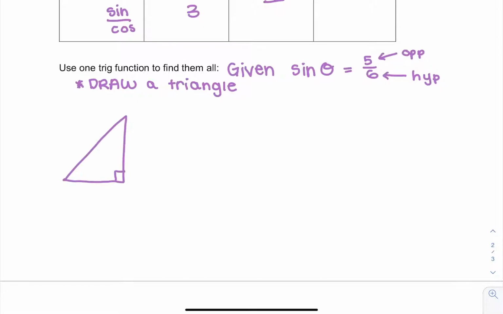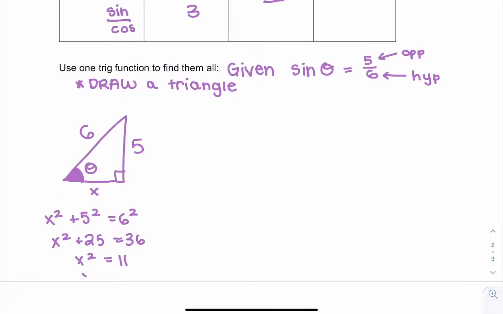So what I'm going to do is draw a right triangle. And here's our theta. You can pick either one. Now the side opposite to it is 5, and the hypotenuse is 6. The first thing I have to do is figure out the other side. Let's just call this side x for now. Then I know by the Pythagorean theorem, x squared plus 5 squared equals 6 squared. So x squared plus 25 is 36. So x squared is 11, which means x is the square root of 11. So let's label this side as square root of 11.